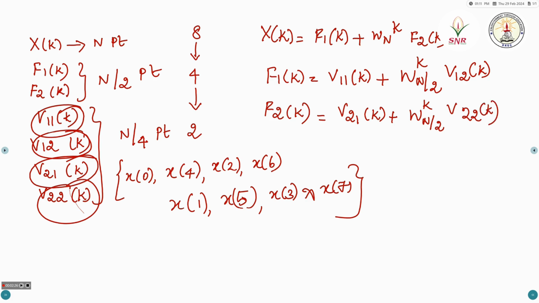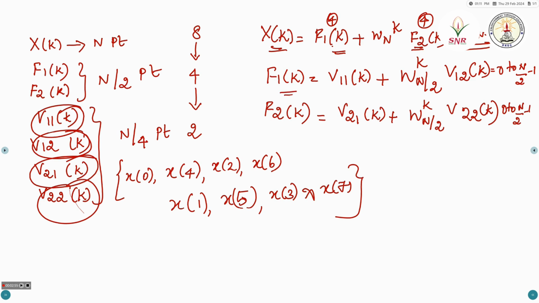Here it represents 0 to n minus 1. Here it represents 0 to n by 2 minus 1. So for the first, X of k calculation includes the combination of f1 of k and f2 of k, 4 point. So both the combination gives 0 to n minus 1 values.